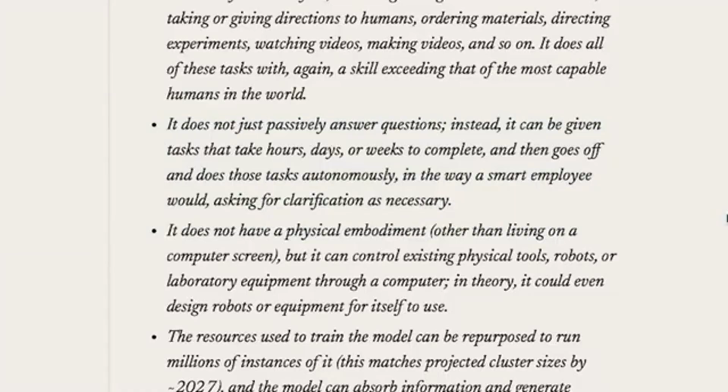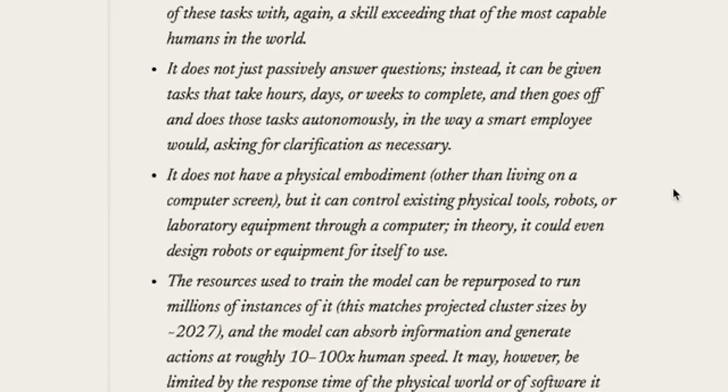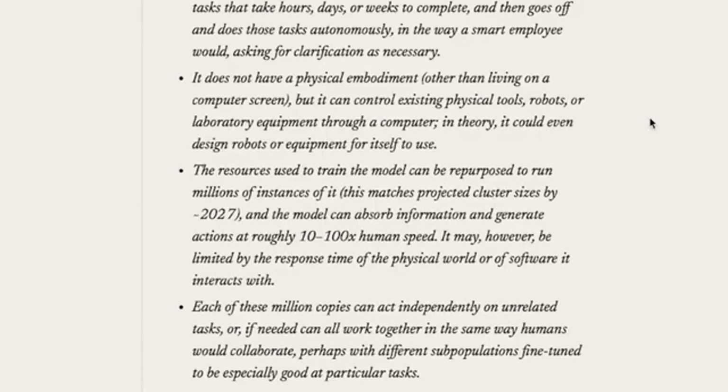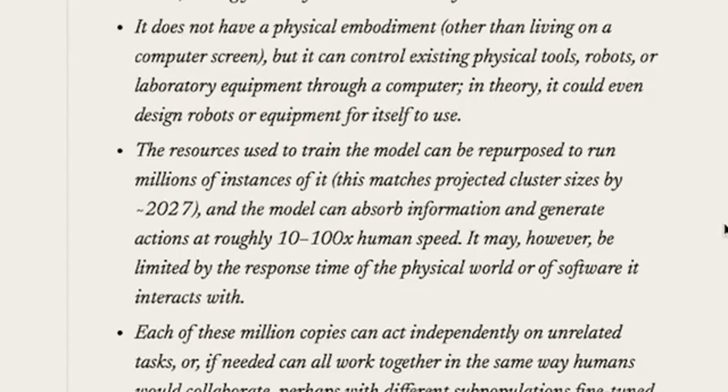It can be given tasks that take days or weeks, and it just goes off and does them autonomously, more like a highly capable employee than a question-answering tool. And while it doesn't have a physical body, it can control robots, lab equipment, or design new tools for itself, all through a computer. But one of the details that really changes the scale here is this. The same infrastructure used to train the model could be used to run millions of copies of it at once, each operating independently.